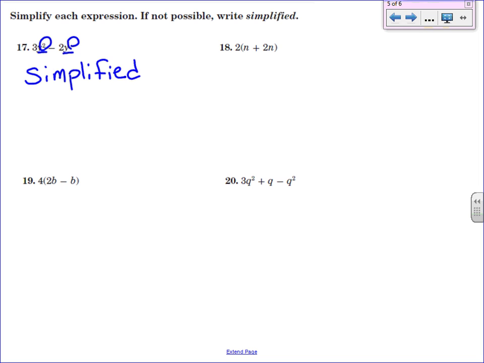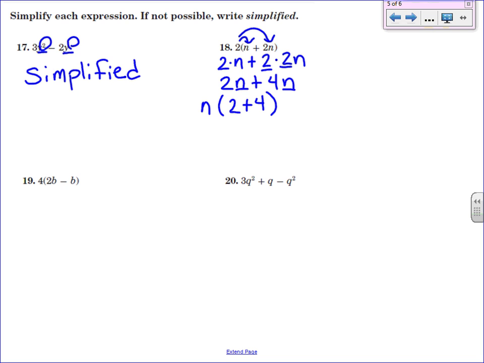In number 18, we're going to use the distributive property several times. So the first one we're going to do is to distribute the 2 through. So we're going to have 2 times n plus 2 times 2n. And when you have numbers like this, you multiply them together as the coefficient, or the number in front of the variable. So I have 2n plus 4n. And now this is as if we started our problem over like we've been doing. So we have n and n as common factors. I can pull it out, and I'm left with 2 plus 4. 2 plus 4 is 6. So I have 6n.